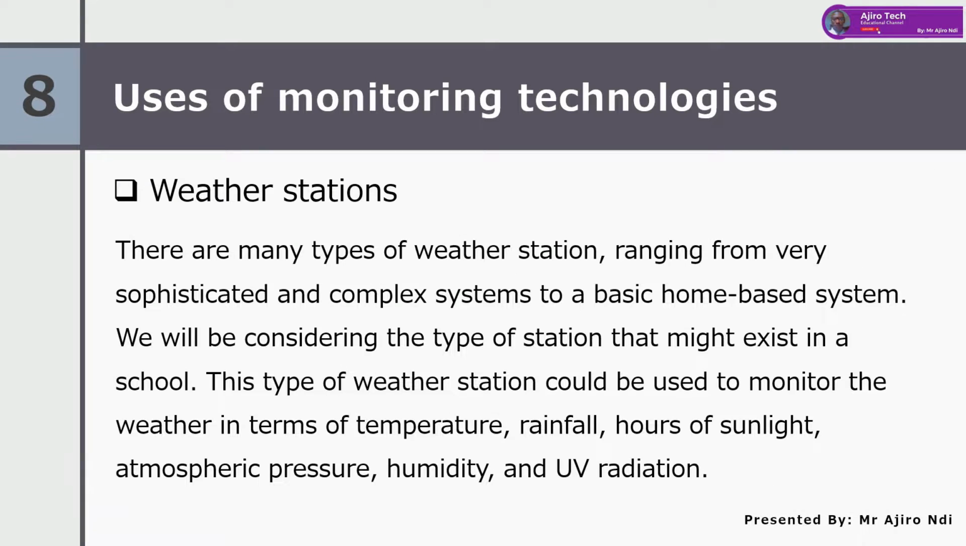Okay. Let's talk about the uses of monitoring technologies. The first one on my slide is the weather station. There are many types of weather station, ranging from sophisticated and complex systems to a basic home-based system. In this video, we'll be considering the type of station that might exist in a school. This type of weather station could be used to monitor the weather in terms of temperature, rainfall, hours of sunlight, atmospheric pressure, humidity, even UV radiation.